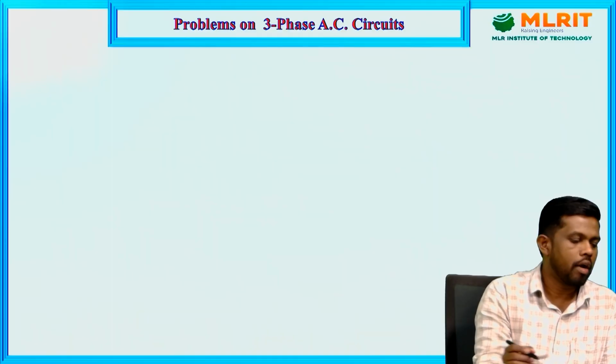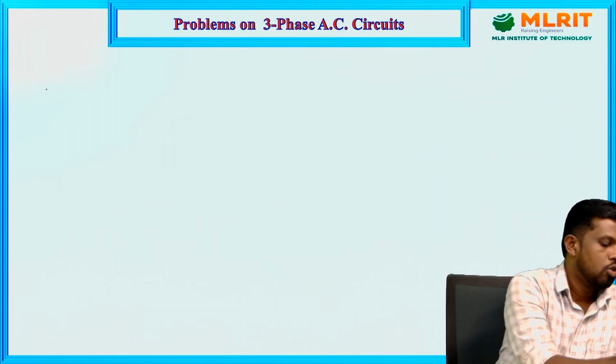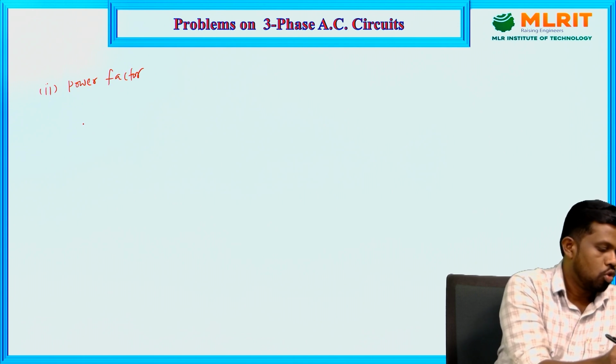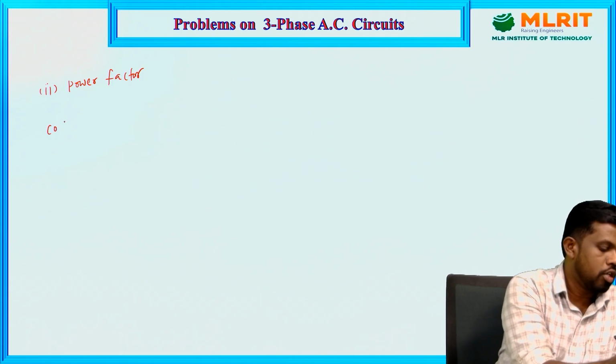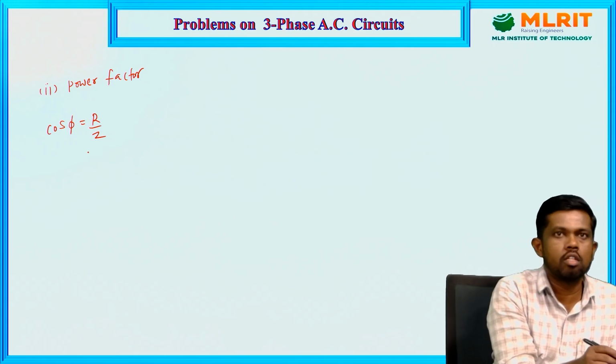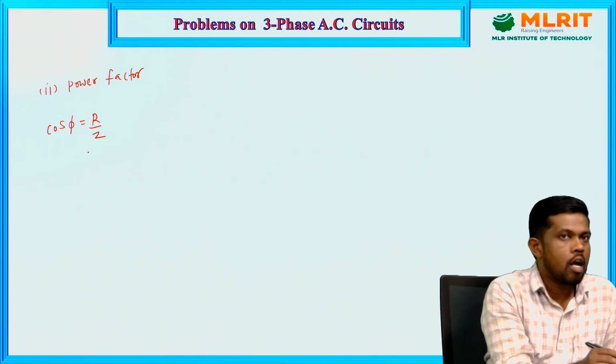Then we need to find the power factor of the network. So the question number 2, that is the power factor of the network. The power factor notation is cos phi, and that value is R by Z.